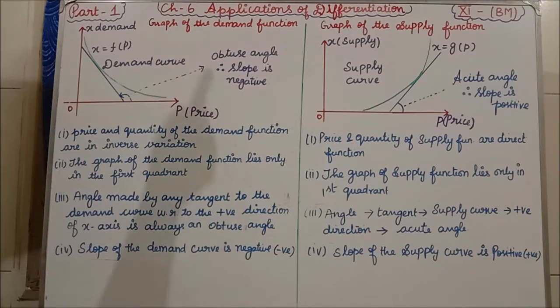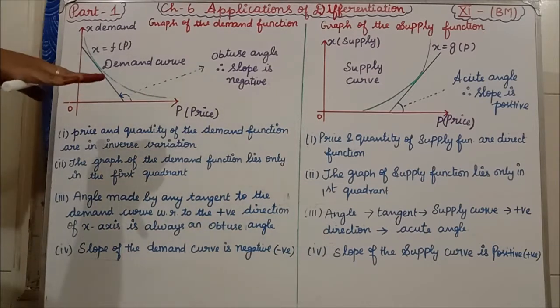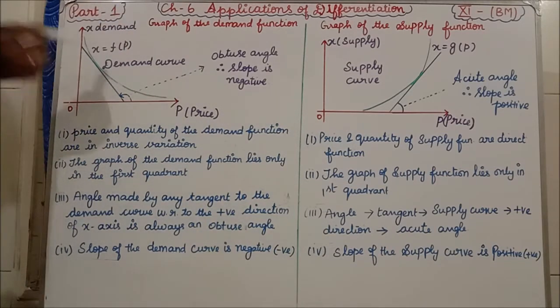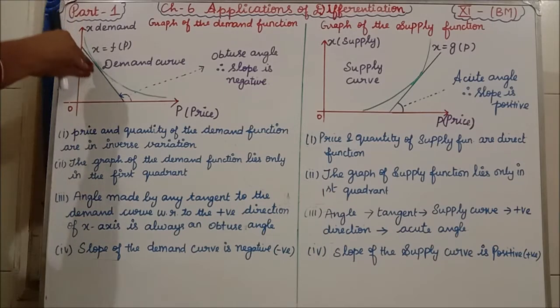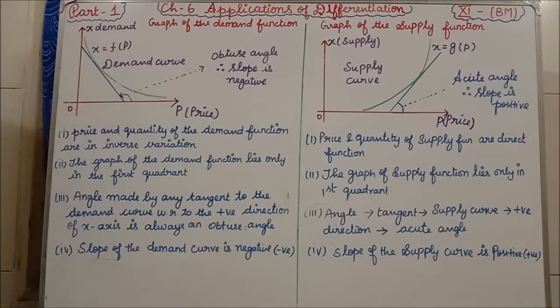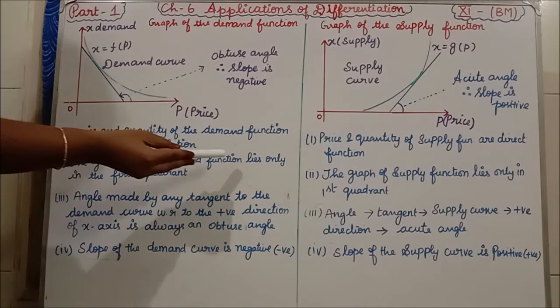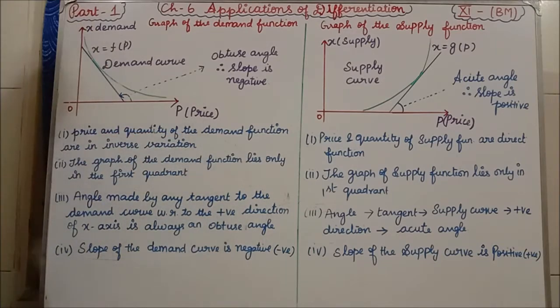Which means if the price is increased, the demand will be decreased. If the demand is increased, the price will be decreased. Okay, see, it is decreasing. Next, the graph of the demand function lies in the first quadrant. The demand function will be lying in the first quadrant.